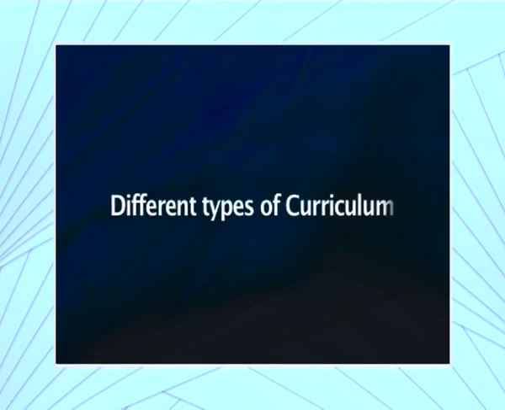Now, dear students, we will discuss different types of curriculum. On the basis of aims and objectives of curriculum, subject matter teaching, and method adopted, curriculum may be classified into different types. Some of the major types of curriculum which have evolved in the course of time and ages are: first, subject-centered or traditional curriculum.